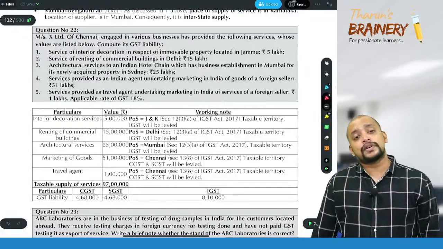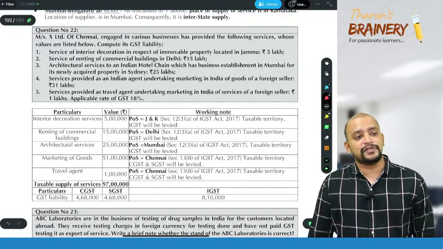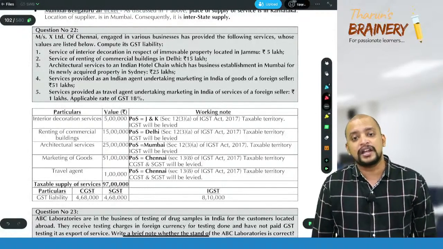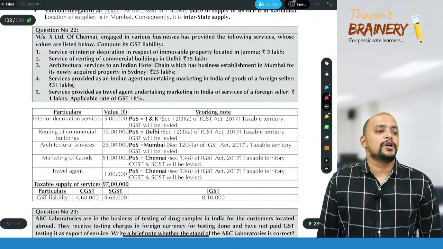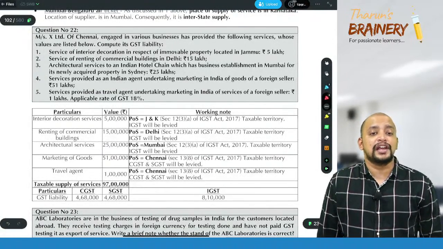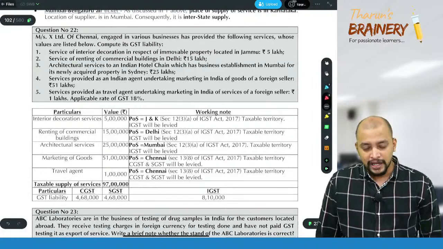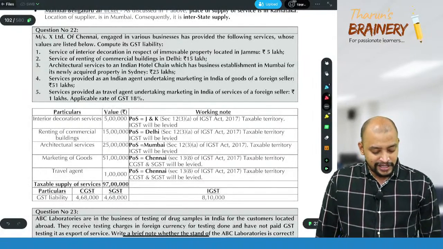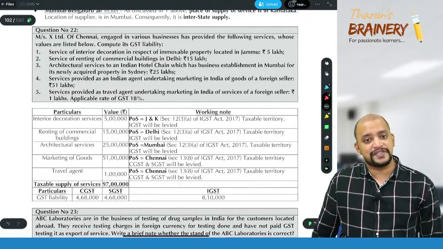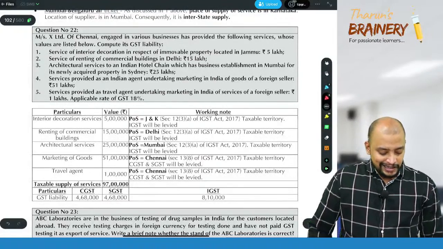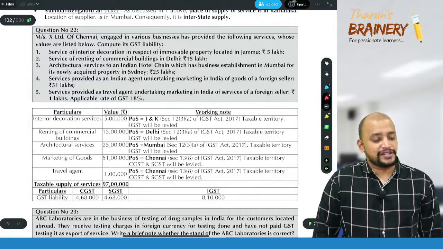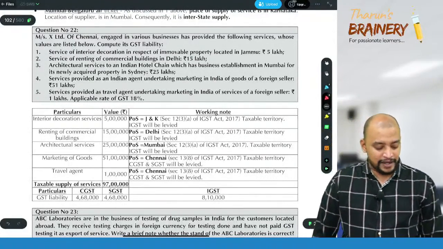But sir, in one question you said renting, you apply general provisions. That is renting of goods. This is renting of immovable property. Renting of immovable property will come under service in relation to immovable property. Okay. So therefore, for this, what will be taken as the place of supply? Delhi. So therefore, supplier Chennai, place of supply Delhi, interstate supply.